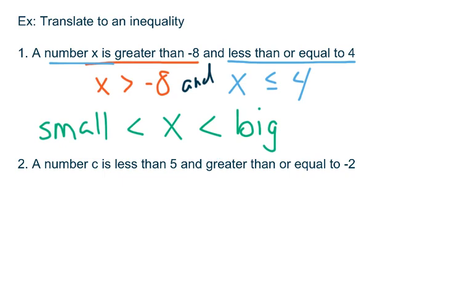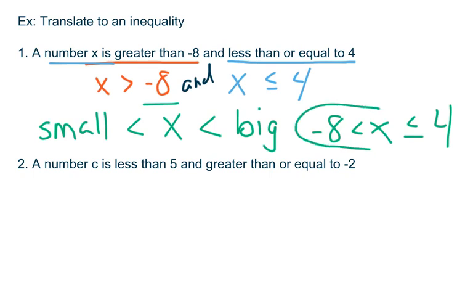Okay, so just keep that in mind. If we want to rewrite this, our small number here would be -8, so we'd have -8 less than x, and then less than or equal to our big number, which was 4. In the textbook and on your assignment, that might be the most efficient way to write this inequality, because you do have x is greater than -8 and x is less than or equal to 4. We've written two different inequalities, but we've written it in the same line.